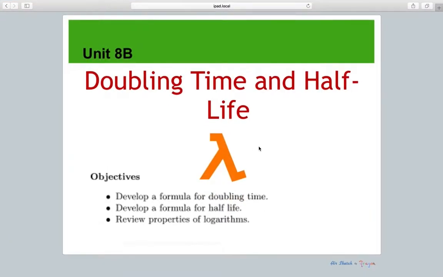Okay, folks, today we're going to talk about e to the x, doubling time, and half-life. You are going to want to have a calculator near you. We're going to be using that a little bit for this one.